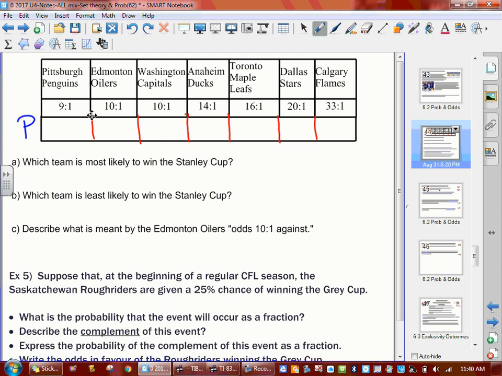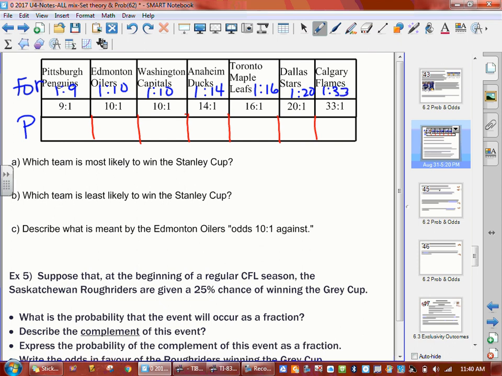So, we need to change it to probability. So the first thing we have to do is we have to reverse everything. Because everything is in odds against, we need odds for. So I'm just going to put it right above the actual digit. So odds for, reverse the numbers. 1 to 10, 1 to 10, 1 to 14, 1 to 16, 1 to 20, 1 to 33. Okay, so I've reversed the numbers.